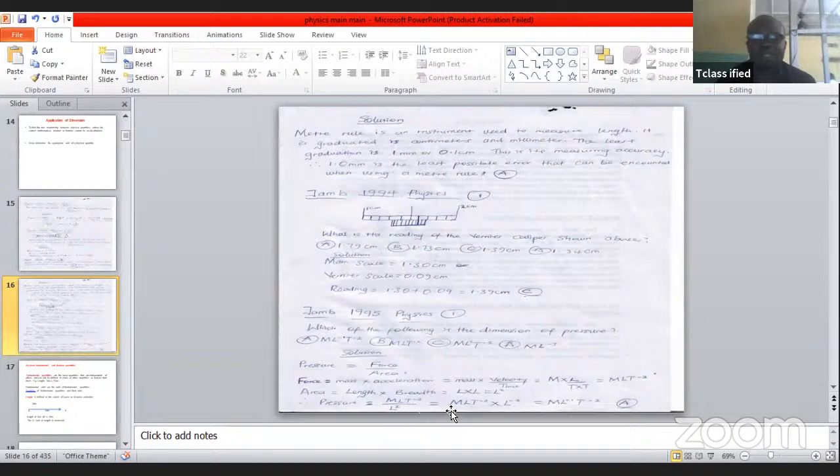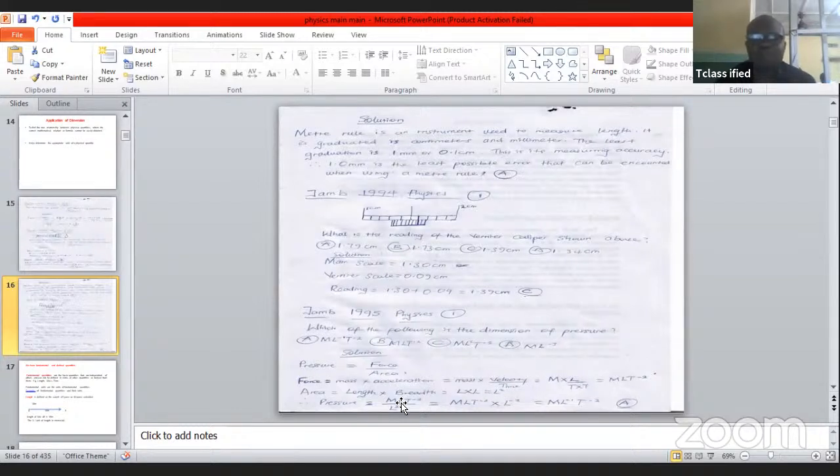Which is L squared. So if you break this down, we are going to have M L T to the power minus 2, because we're having double T, times L over L to the power minus 2. Okay, so now we have L here and we have L here. So one L has to go, and that's why we are having just one L here. So this makes the dimension to be M L to the power minus 1 T to the power minus 2.